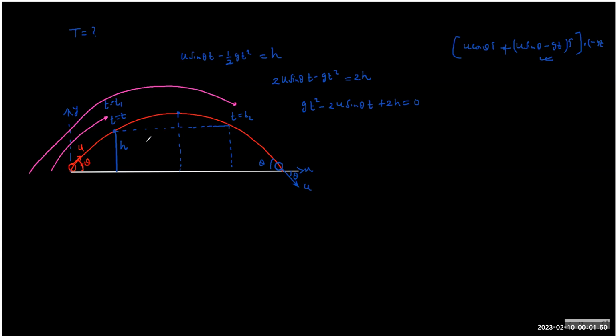Capital T1 minus... No, T2 is from there to there. And because of symmetry, if that is T1, then from here to here should be how much? T1. So what is the time of flight? T1 plus T2, the sum of the roots, right? Yes. And T is how much? The sum of the roots is how much? Minus b, 2u sin theta by g.